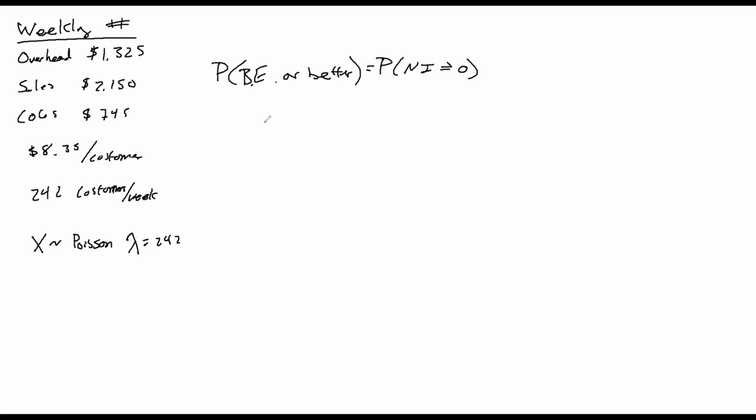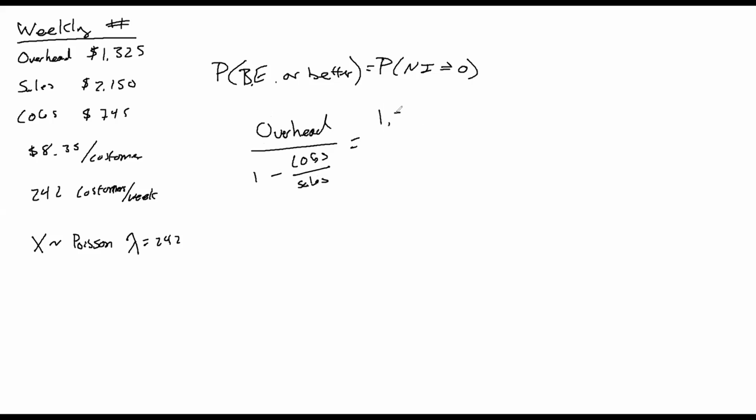The formula to break even is going to be your overhead divided by 1 minus your gross profit margin. The gross profit margin is going to be your COGS divided by sales. So this is on a per weekly basis.